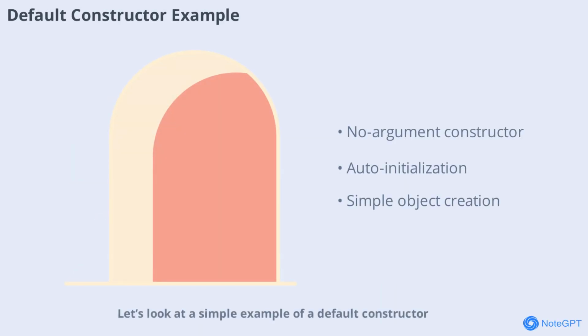Let's look at a simple example of a default constructor. Imagine a class called bike1. Inside this class there's a constructor with no parameters. When you create a new bike1 object, the constructor prints a message saying, "Bike is created." This demonstrates how the default constructor is automatically called when you create an object, ensuring it's properly initialized.